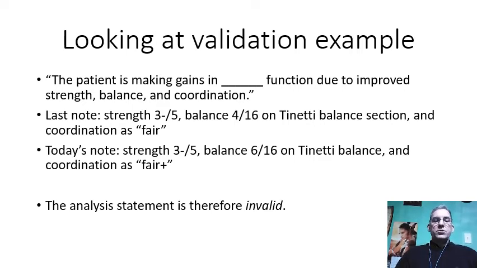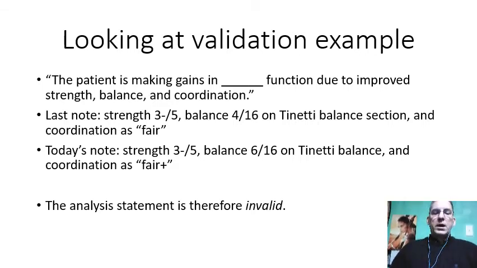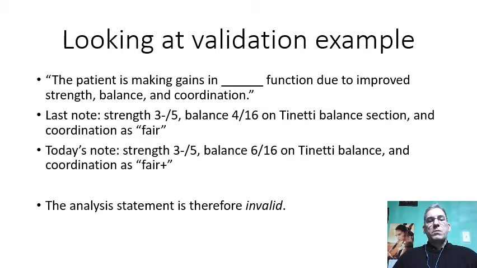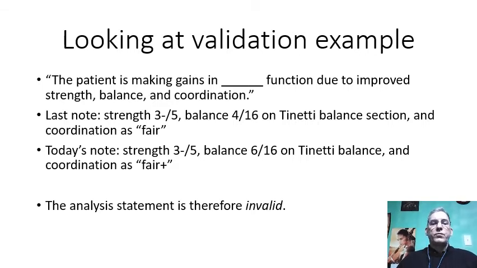On today's note, they say strength is 3- out of 5. Balance is 6 out of 16 on the Tinetti balance section. And coordination is fair plus. So this statement is not valid. It is invalid. And so we can see pretty quickly from the strength that 3- out of 5 did not improve. So the statement of patient has improved strength is not valid.